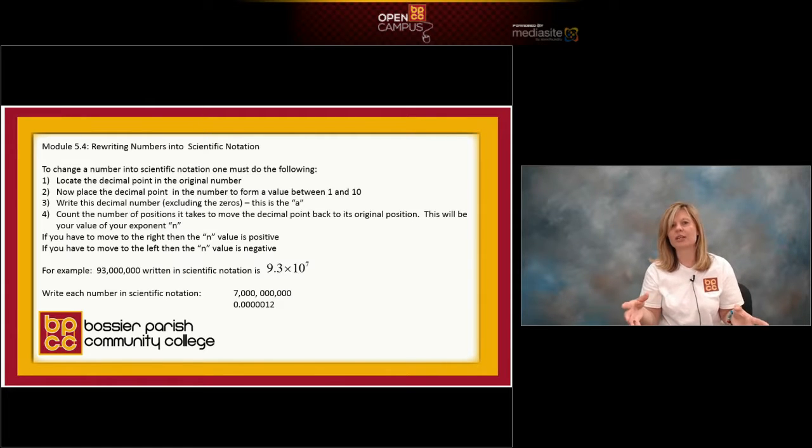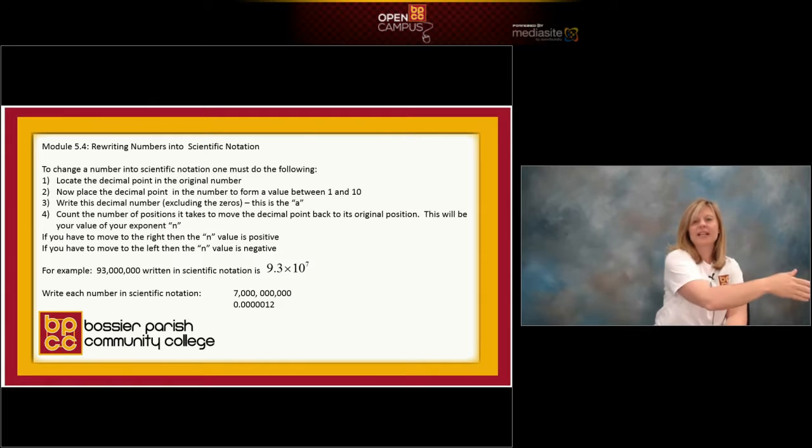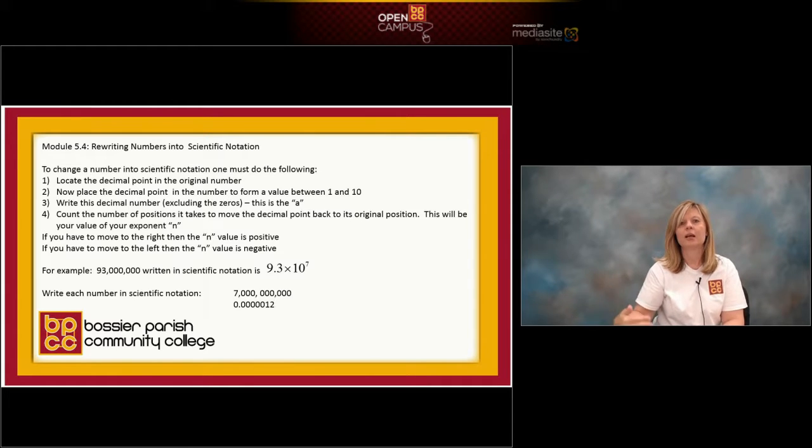Now, with scientific notation, now that we have our decimal value, we're going to write times 10. And remember, why do we write times 10? Because our whole number system is based on powers of 10. Every single one of your place values is a power of 10. The ones place is 10 to the 0. The tens place is 10 to the first. The hundreds place is 10 squared. The thousands place is 10 cubed, etc.